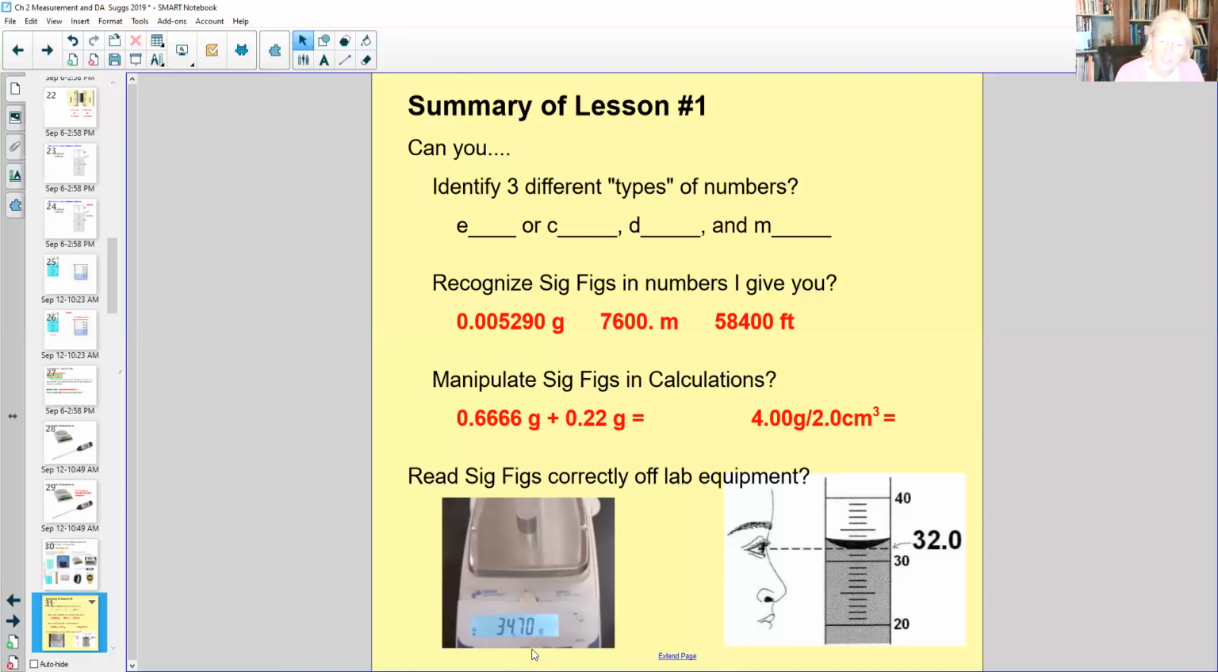Can you read a digital measuring device? The 0 would be the uncertain digit. Can you read this analog measuring device? The answer would be 32.0 milliliters. That's the summary of lesson 1.